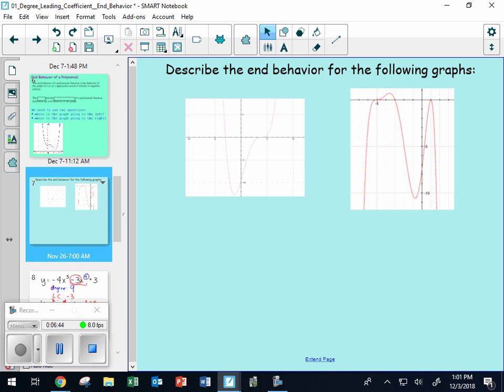Okay, what I would like to look at next are 2 different concepts. The first of them is something called end behavior. And end behavior is just a really fancy word for if we are looking at this graph right here that looks like this.